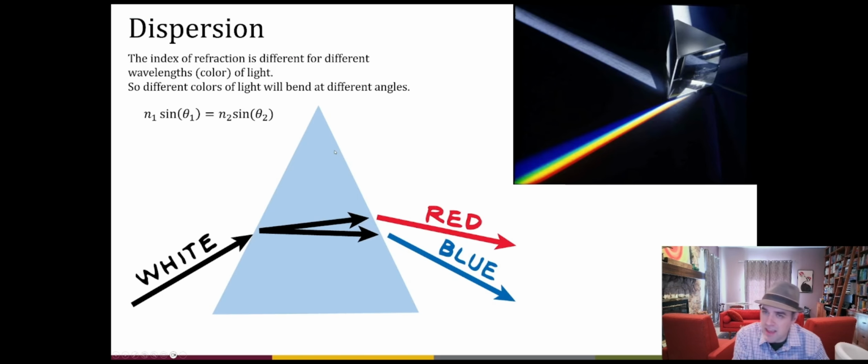Another interesting thing that happens is that the index of refraction is different for different wavelengths of light. When I say wavelengths of light, I also mean color, because different wavelengths also mean different colors of light. And so when we plug into Snell's law, let's say we have white light, that is all visible colors of light. If the index of refraction is different for red versus blue light, then the angle is going to be different. And so when the light comes in, the red light is going to bend at a different angle compared to the blue light. And when this happens, if we shine white light through a prism like this, the light separates out into a rainbow that we're familiar with.